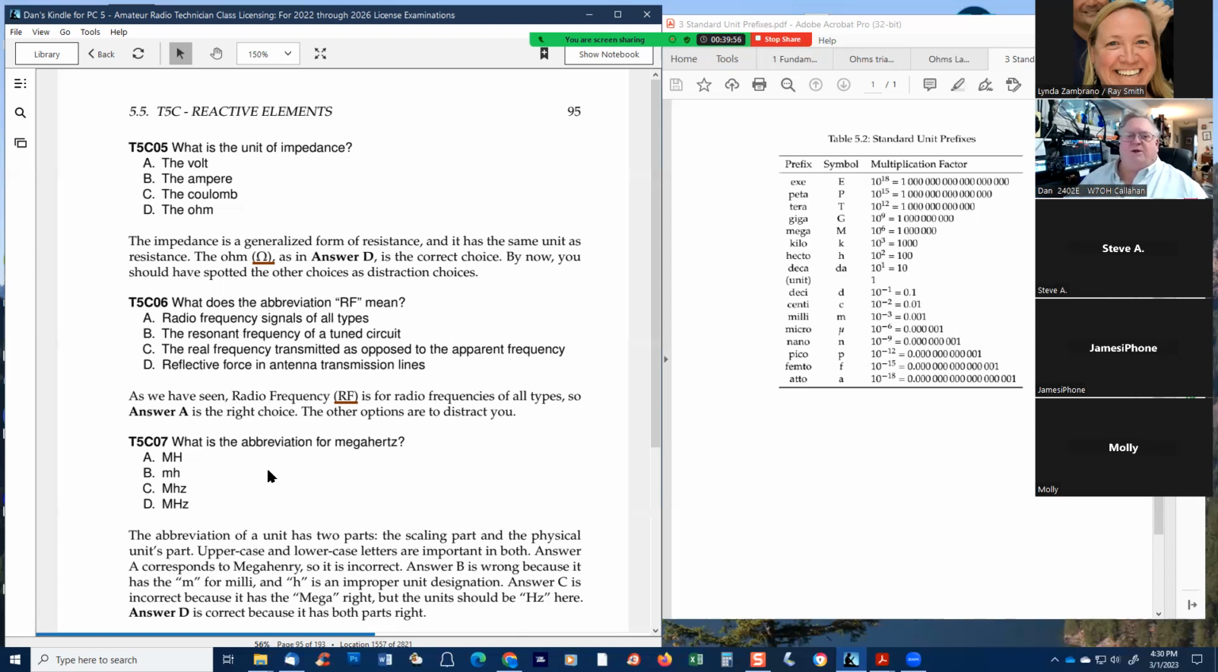Abbreviation for megahertz, we covered it. It's a capital M in front of Hz, MHz, megahertz.